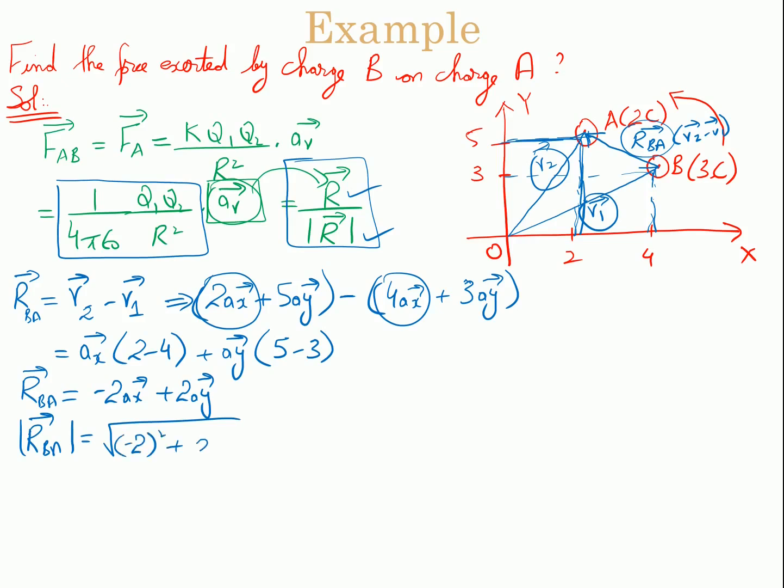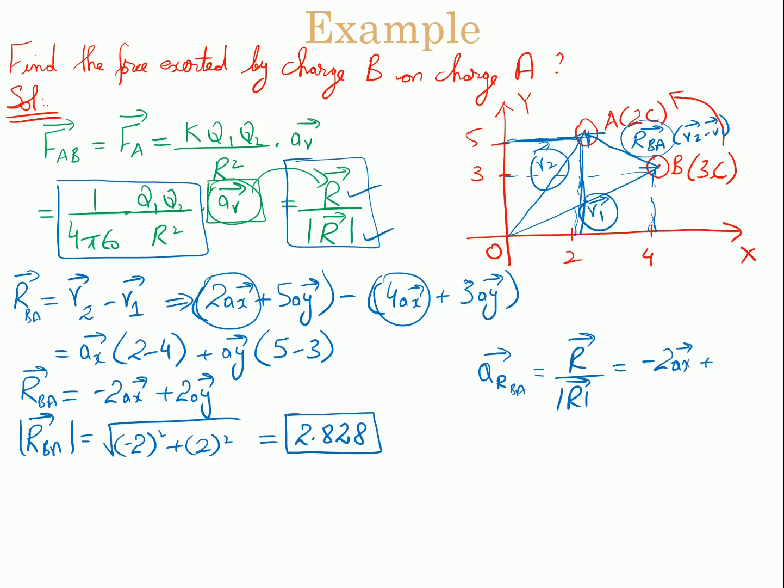So 2 square plus 2 square comes out to be 4 plus 4, 8, and then under root of 8 is 2.828. So this is the magnitude of this vector r. Thus I can say that now my unit vector a of r, or let's say a of r BA, comes out to be r divided by the magnitude of r, which is minus 2ax plus 2ay divided by 2.828. So this is the unit vector which I have found.